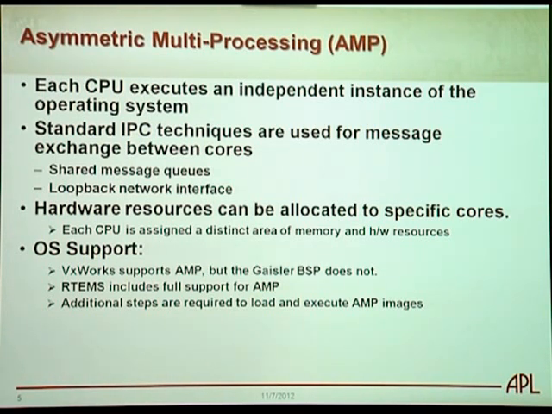VxWorks does support asymmetric multiprocessing, although it does not support it for the Leon 3 given the current BSP. RTEMS does support AMP, and we did briefly investigate AMP, which I'll talk about in a few minutes. The main difference in AMP versus a traditional system is you basically build a separate image for each core, which needs to be loaded separately.